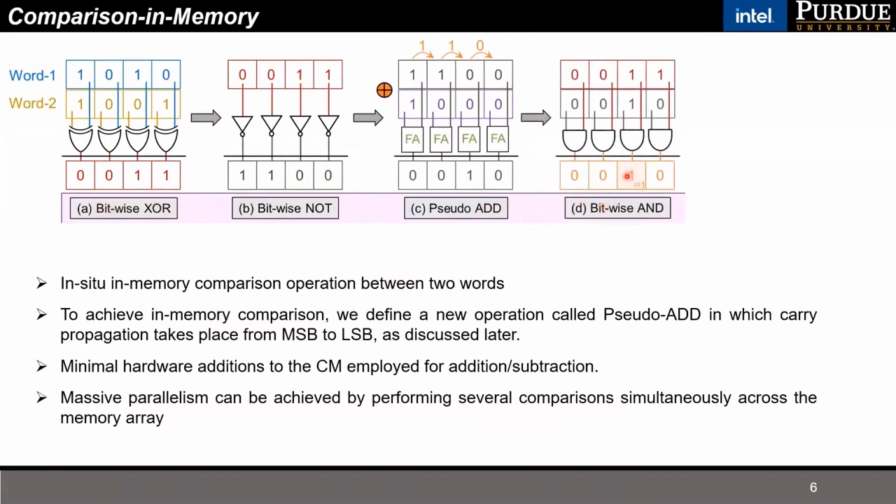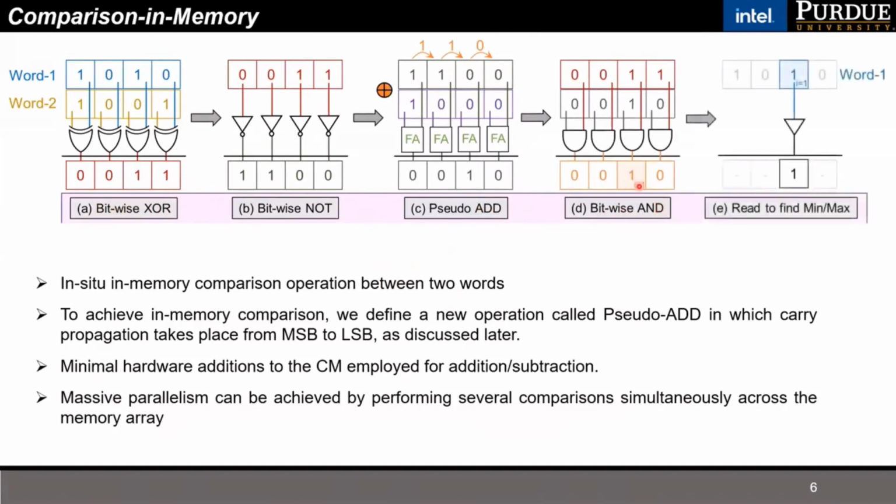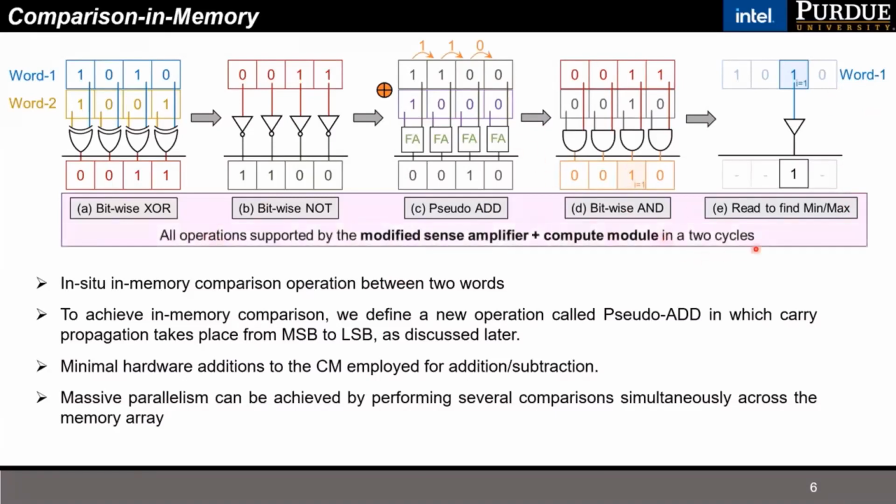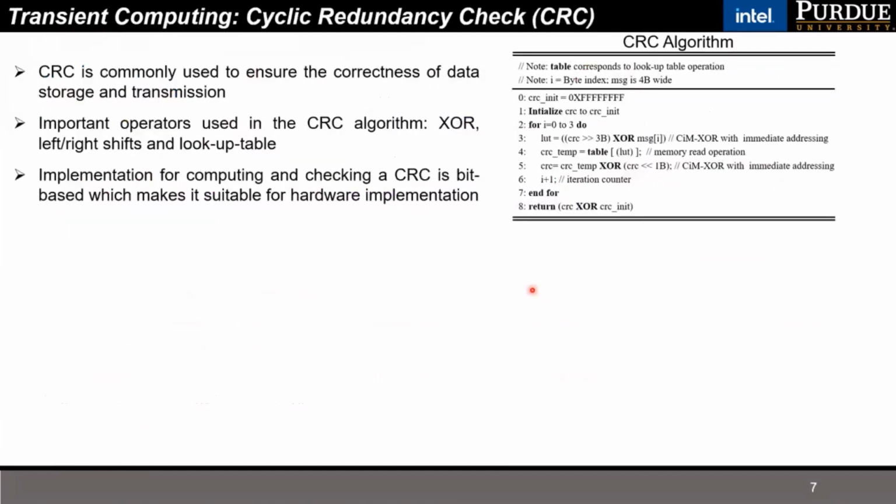Now one of the indices of the bitwise AND output would store the bit 1. That particular index is then read out and ANDed with any of the words to determine if the word is a maximum or a minimum. Now, all these operations are performed within 2 cycles, where the first 4 operations can be performed in 1 cycle using the modified and enhanced peripheral unit of the proposed SIM fabric. Now, using the SIM architecture, we look at transient computing workloads for IPS.